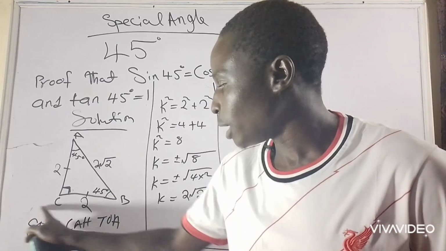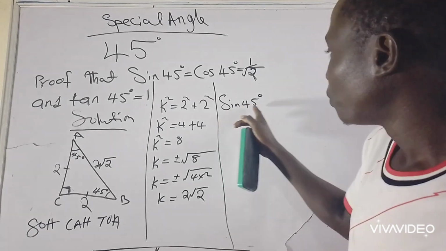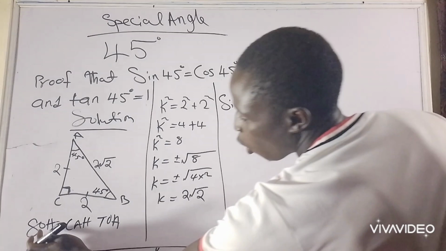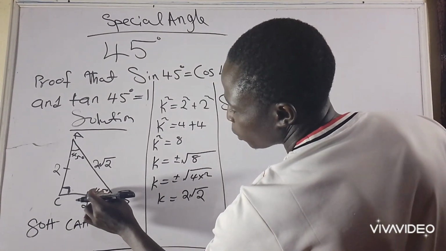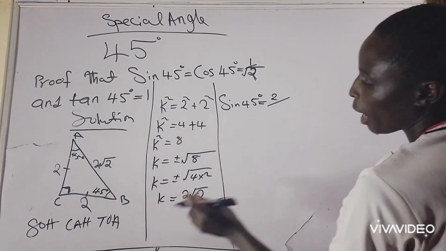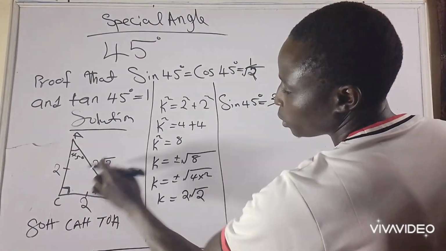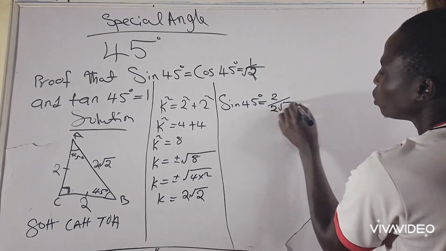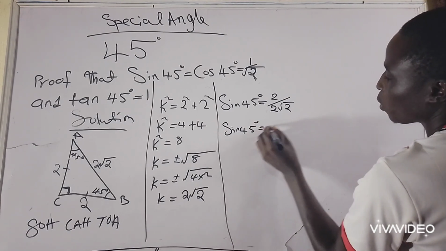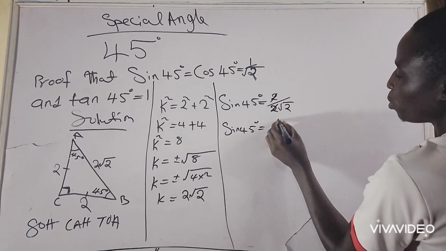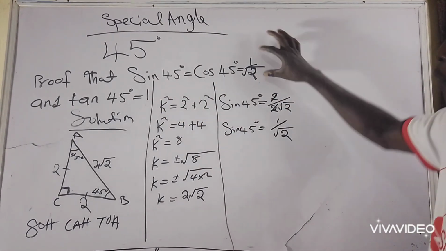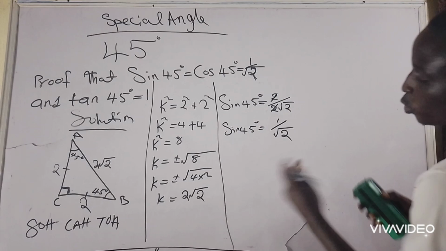So we are now going to consider sine first. Sine theta, which in this case is 45, is equal to opposite over hypotenuse. The side opposite to the 45 degree angle in question is 2, all over the hypotenuse, the longest side, which is 2 root 2. So sine 45 degrees is equal to 2 over 2 root 2; the 2 goes with the 2 to remain 1 over square root of 2. We can see that sin 45 is 1 over square root of 2.